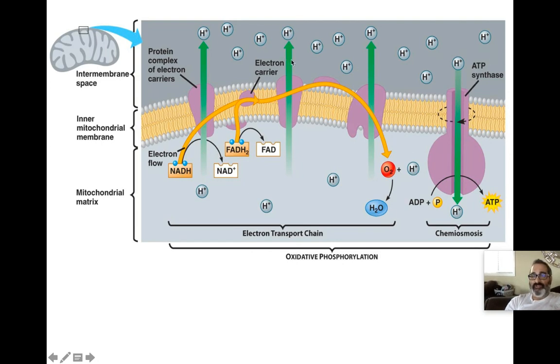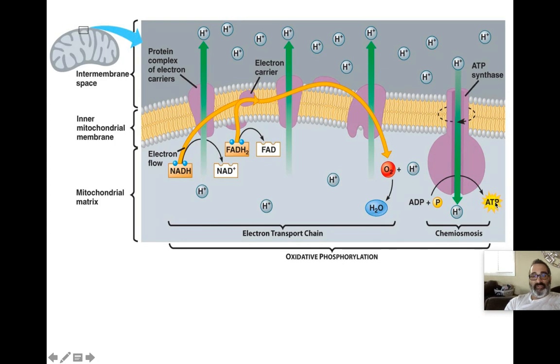Well, these hydrogens, since there's so many of them out here, they naturally want to diffuse and enter back in again. Because there's so many of them here, they want to move from where there's a lot of them to where there's less of them. So they go through that protein called ATP synthase. They diffuse back through ATP synthase. As they diffuse through, ADP attaches phosphates, producing ATP.